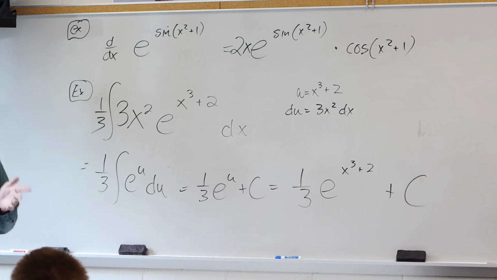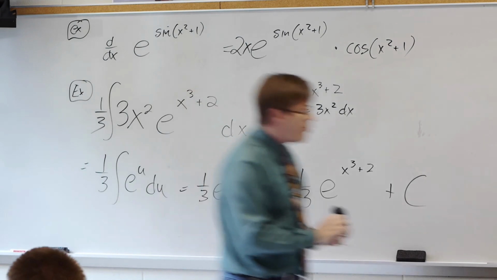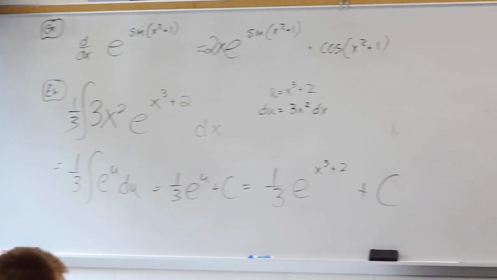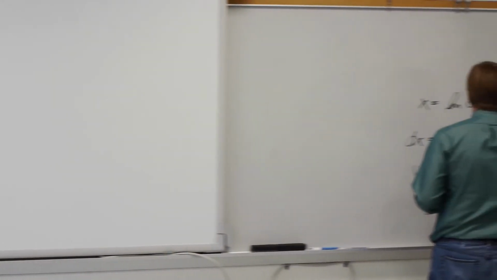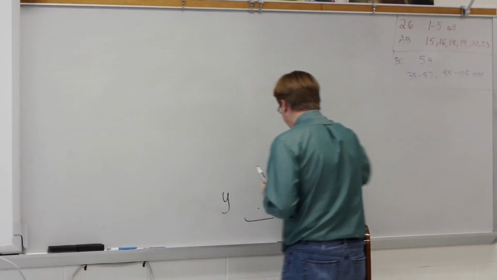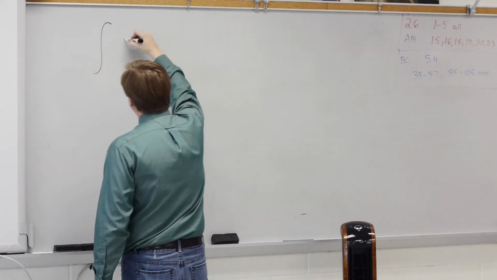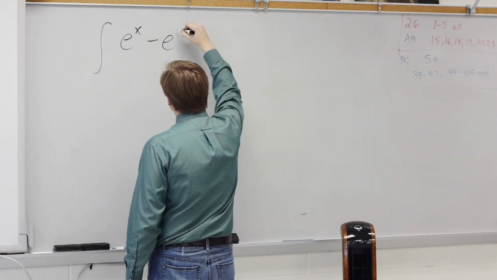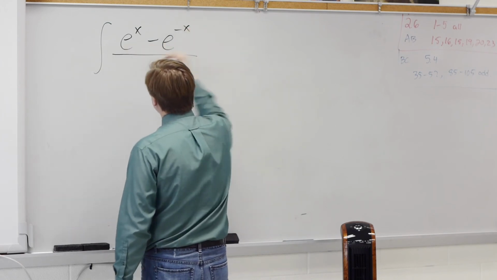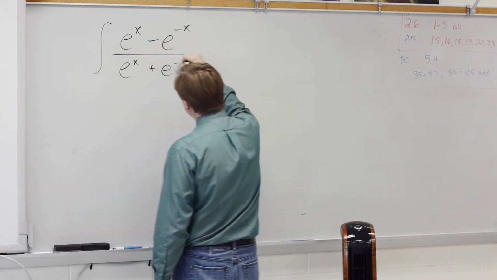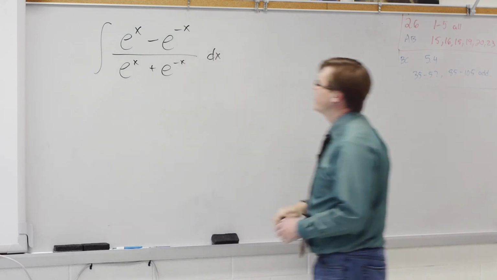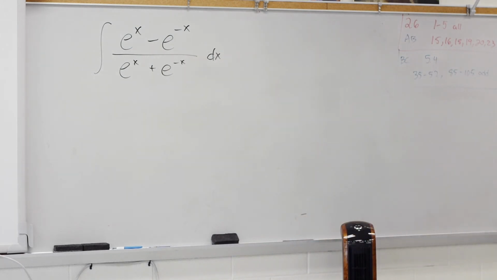Okay. We'll do one last one where the u is maybe not so obvious. It might take you a couple tries to figure it out. But once you see it, once you get the right substitution, it's easy. It's one step. Integrate for me e to the x minus e to the negative x over e to the x plus e to the negative x. And don't worry about trying to simplify it or doing any algebra. Just find the right u substitution and you'll be done.